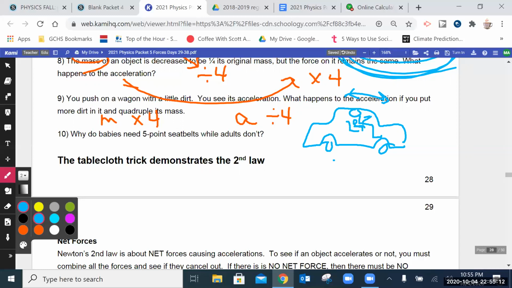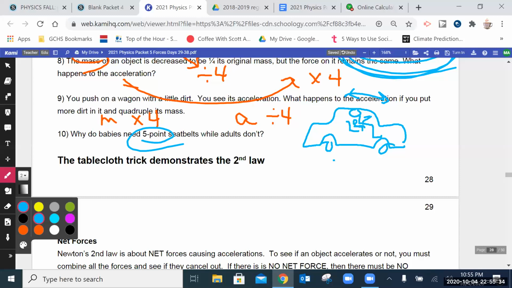But the baby has a much smaller mass. Well, mass and acceleration are opposites. So if you have a smaller mass, you're going to have a bigger acceleration. The baby's head and body is going to have a larger acceleration forward. And so we have the 5-point seatbelt to hold them in more securely.